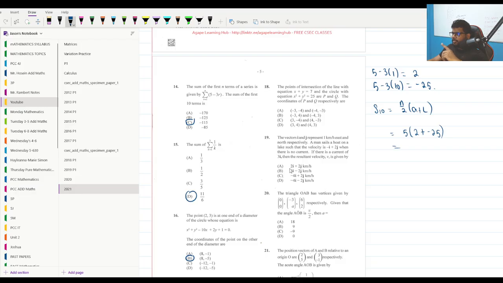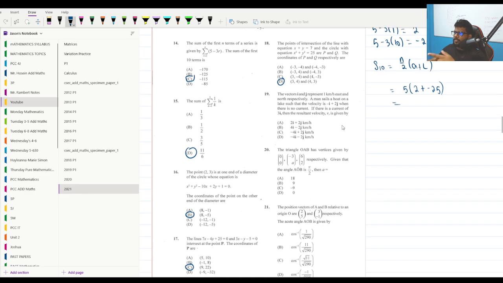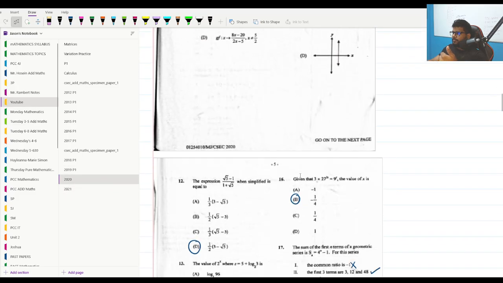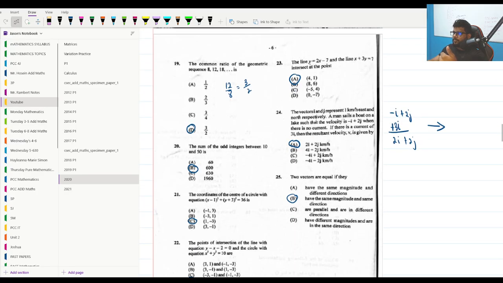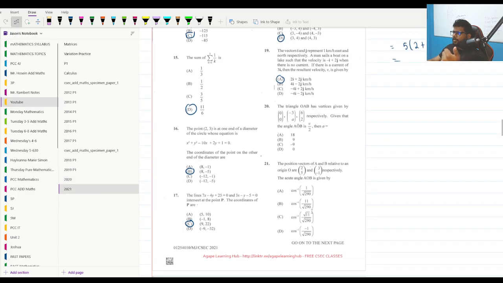Point of intersection of the circle with that, x plus y is equal to 7. None of these A, B, and C will give me 7 for x plus y, so the answer is D. This is a repeat here from last year's paper, the 2020 paper. So go back and watch it. Not a repeat, brand new question.